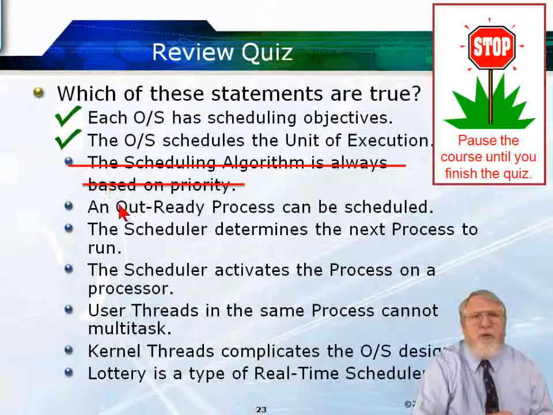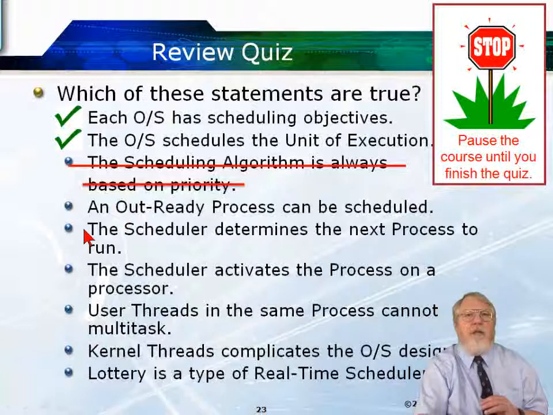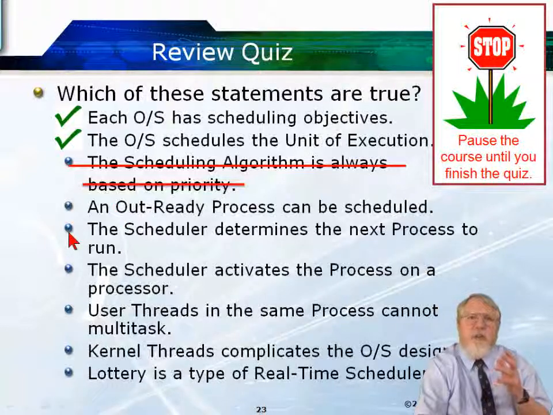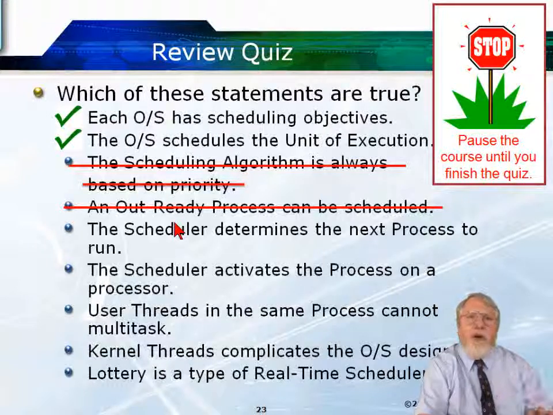Scheduling algorithm is always based on priority. That's not correct, because there are many other techniques that can be used to decide which process or thread to schedule next. An out-ready process can be scheduled. Why not? Because it's out. Even though it's ready to run, it's out of memory. It needs to be moved from the out-ready state to the ready state, which means swapped back into memory, before it can actually be scheduled.